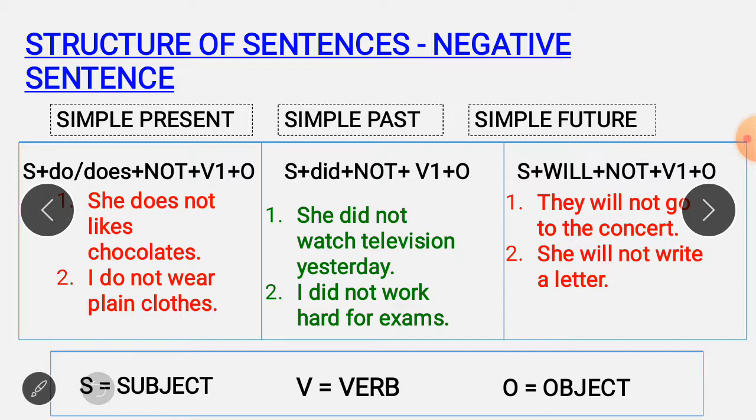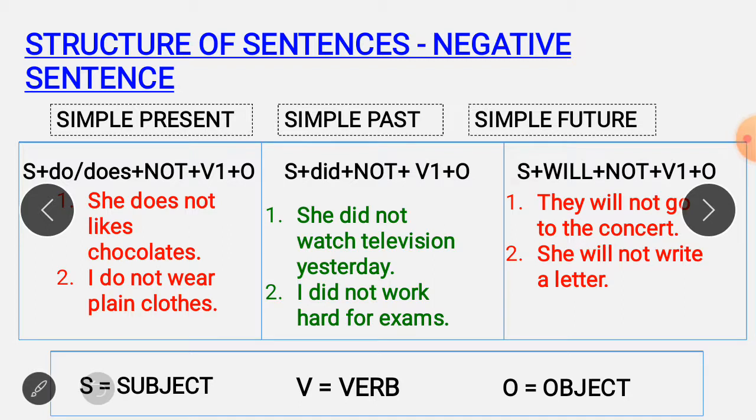Firstly I want to explain two things about do and does. The first thing is that do is used with plural, does is used with singular. Do is used with first person and second person pronouns, and does is used with third person pronouns. So we have the examples: she does not like chocolates. I do not wear plain clothes.